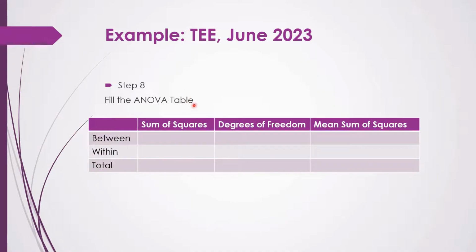Step 8, we have to fill the ANOVA table. Now this is the format for the ANOVA table. You can copy this as it is. Here it says sum of squares, degrees of freedom, mean sum of squares, and in the first column you have to write between, within, and total. We have already calculated some of these values. Let's just fill it in.